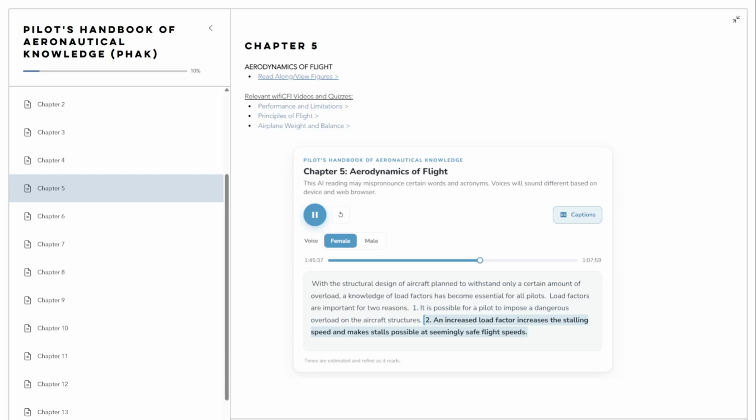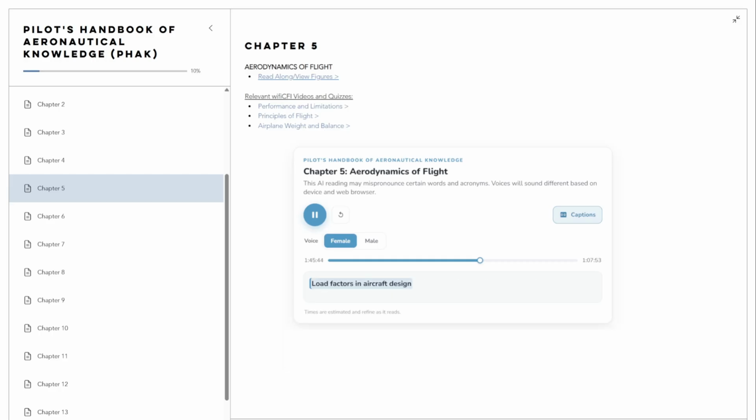An increased load factor increases the stalling speed and makes stalls possible at seemingly safe flight speeds. Load factors in aircraft design.